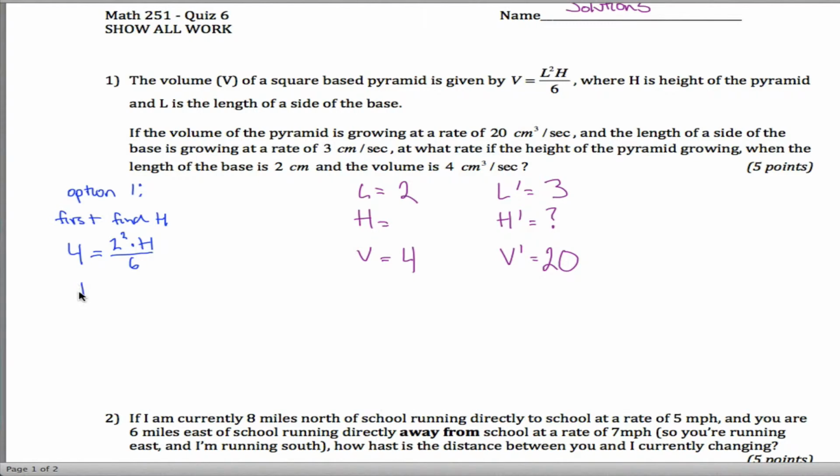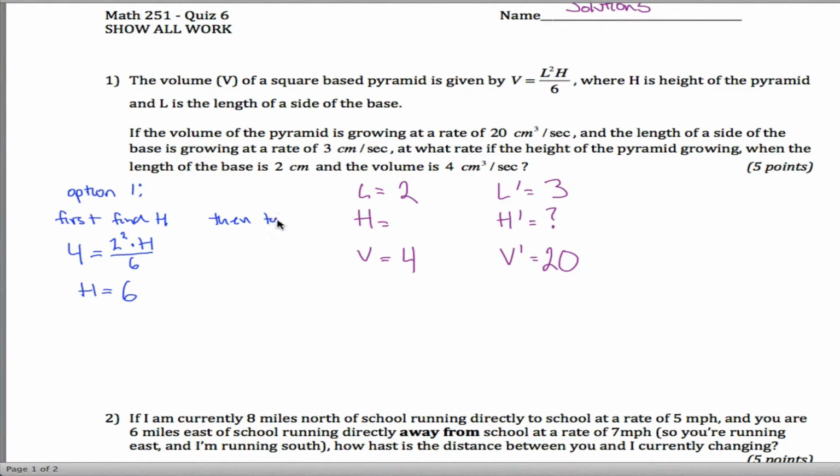Do some quick math and you'll figure out that H is equal to 6. Multiply both sides by 6 and you'll get 24 equals 4H. Divide by 4, I'll get H equals 6. Whatever, H equals 6, however you want to figure it out. The first option is to first figure out that and then just take the derivative of both sides.